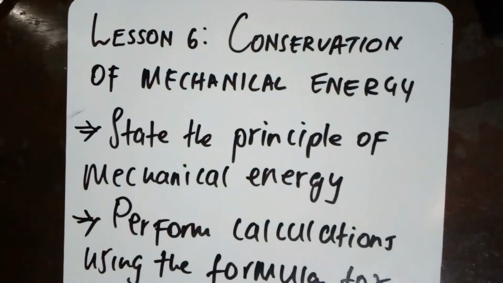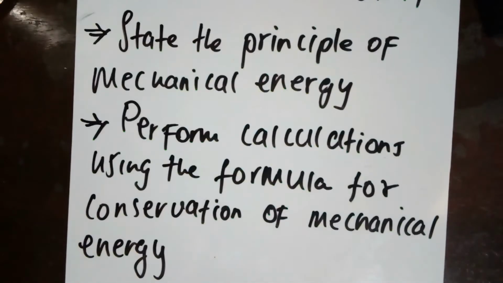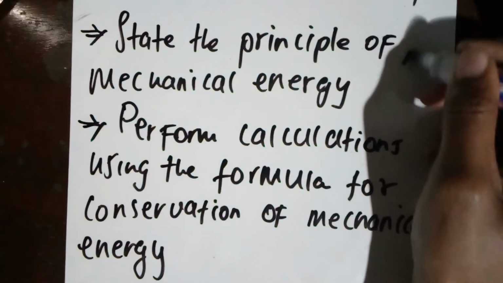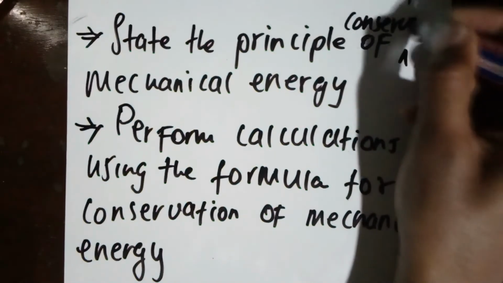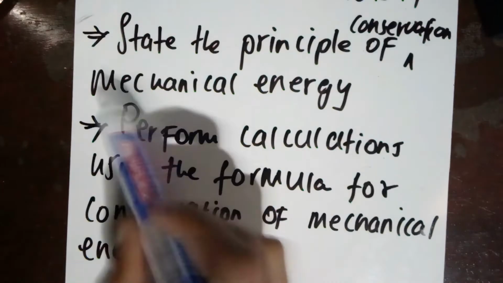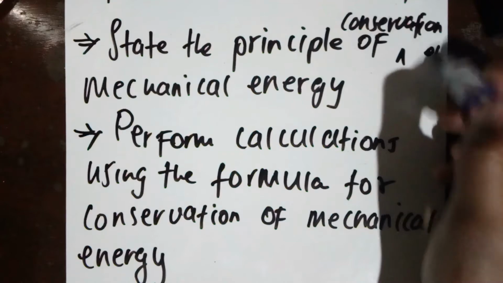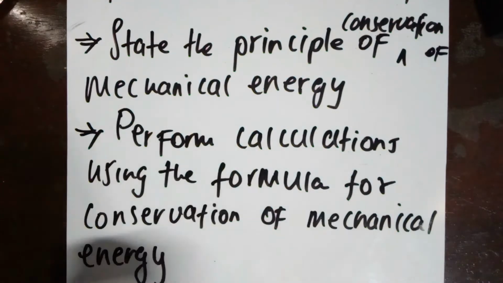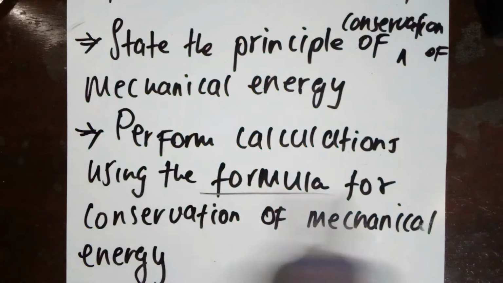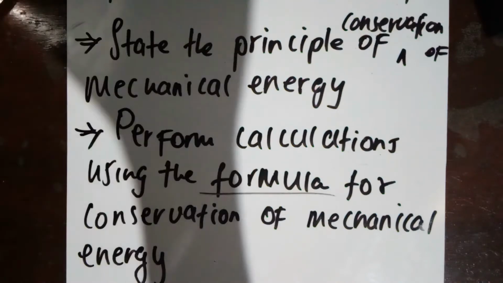Okay, so welcome to lesson 6 of our revision course. This lesson is titled Conservation of Mechanical Energy, and our learning objectives for this lesson are that, as always, by the end of this lesson, at least you should be able to state the principle of conservation of mechanical energy, and also you should be able to perform calculations using the formula for this principle. So without wasting any time, let us just get straight into it.